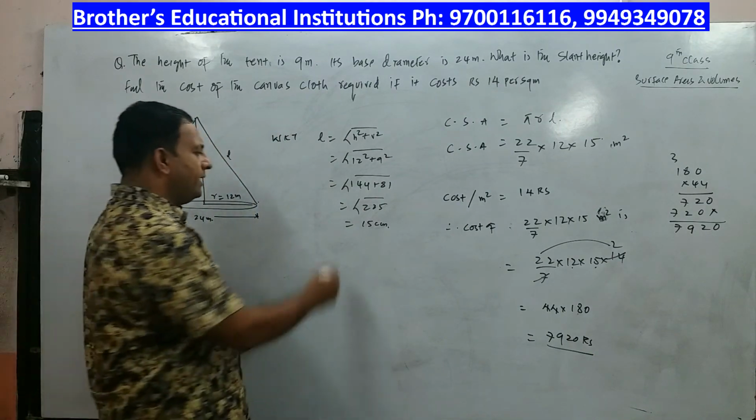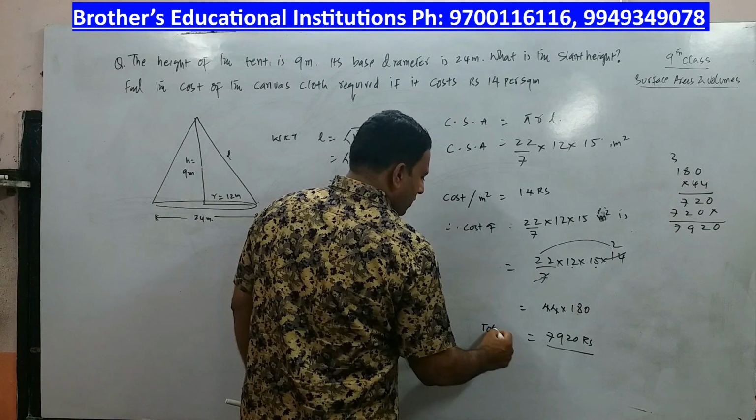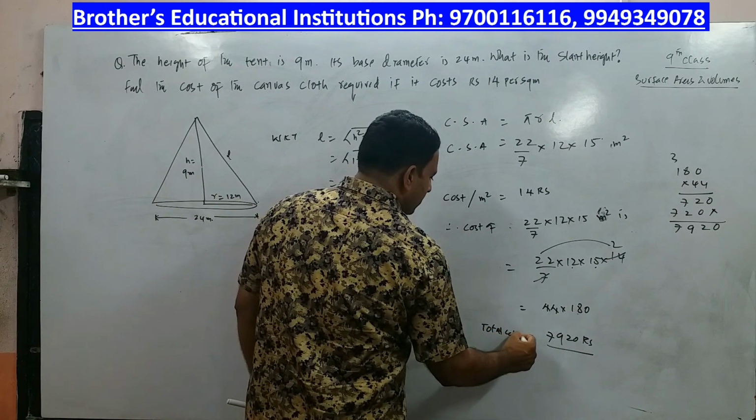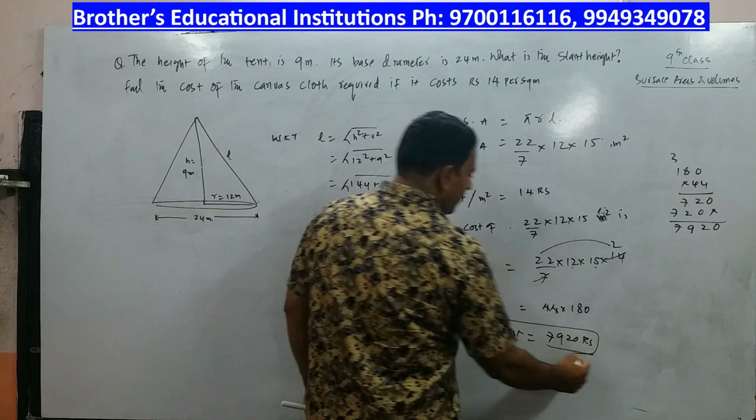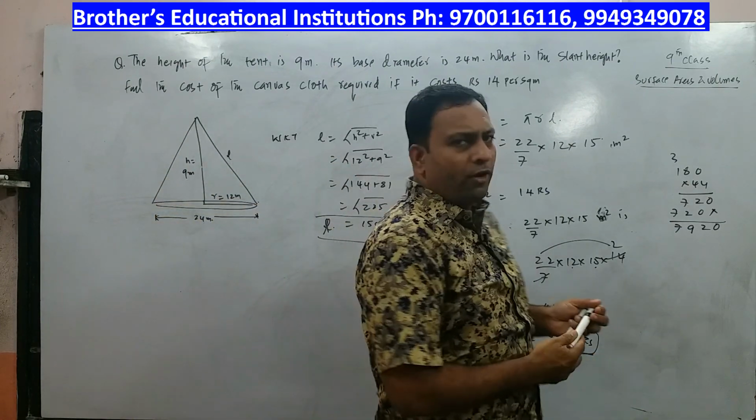So two things are there. One is the slant height we found out. Next is the total cost. And the total cost is 7,920. So I am sure children, you are following.